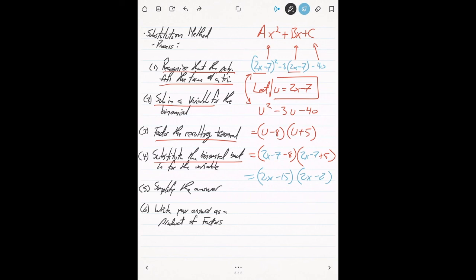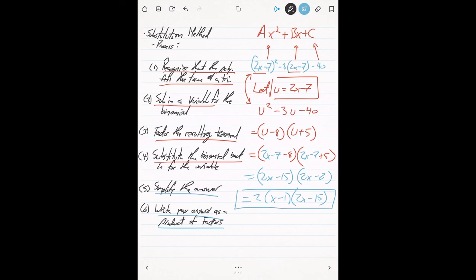Now, there's one extra step we need to take. So we've gone through and we simplified the answer, and we've written our answer as a product of factors. Notice, we can keep simplifying. Where in these binomials does it say that we can keep simplifying? Well, hopefully you're noticing that 2x minus 2 has a GCF in it. So I could factor out 2, and we're left with x minus 1, and we still have 2x minus 15. So altogether, this would be our final answer.